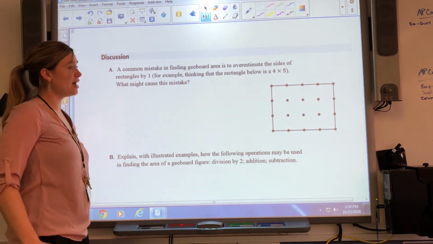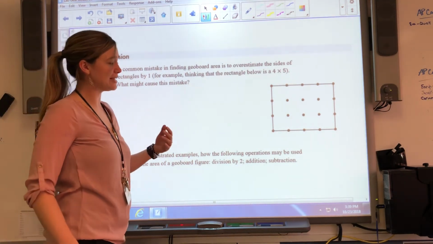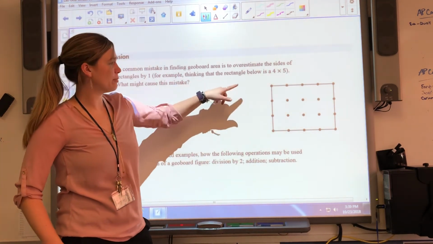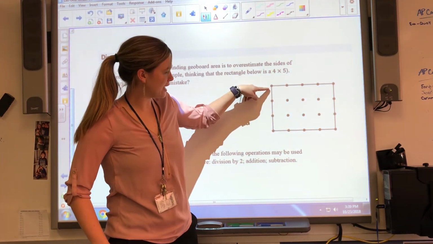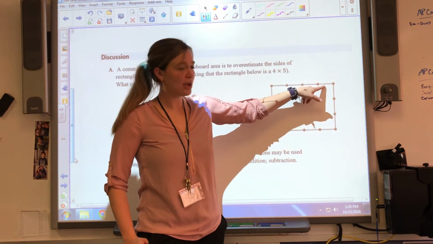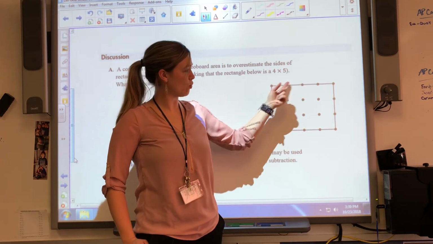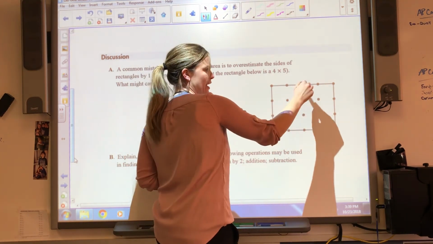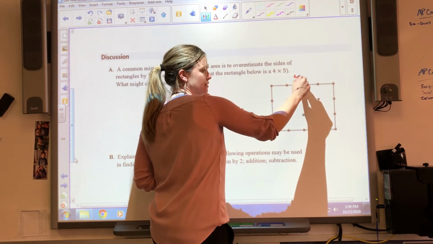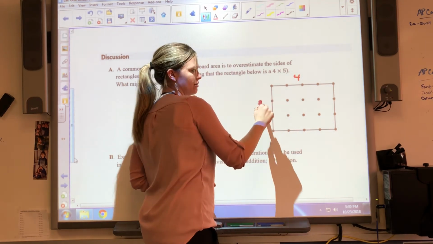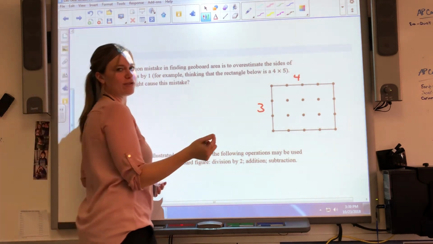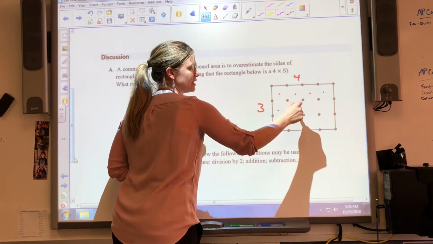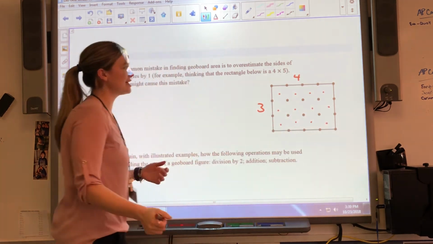Okay, so in this one, it's saying to overestimate the size. So some people say this one is 4 by 5 because what they do is they say, okay, this is 1, 2, 3, 4, but instead of saying this has a length of 1 unit each, they just count the dots and say 1, 2, 3, 4, 5. Don't do that. This would have a length of 1, 2, 3, 4 units. This one has a length of 3. Altogether, 3 times 4, if you remember length times width for area of a rectangle. 2, 3, 4, 5, 6, 7, 8, 9, 10, 11, 12. That's where this is coming from.